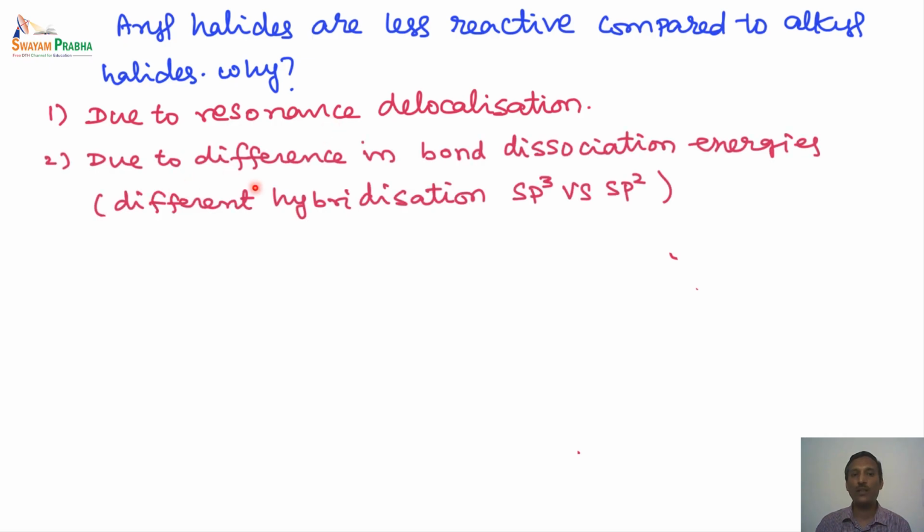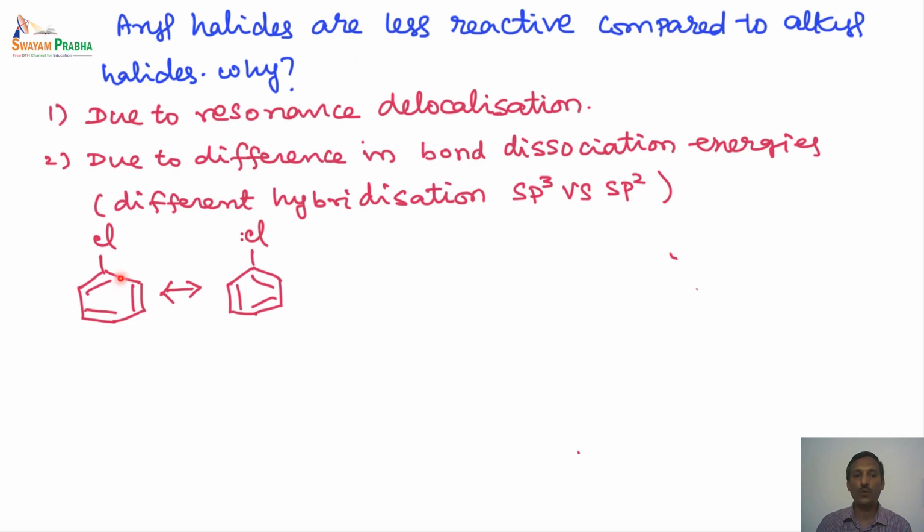And the second one is the difference in the bond dissociation energy. In the case of aryl halides, we have an sp2 hybridized carbon. In the case of alkyl halides, we have an sp3 hybridized carbon. So in other words, there is a different bond breaking energy involved in the case of alkyl halides and aryl halides. Due to the difference in the bond breaking energy, the reactivity is different.